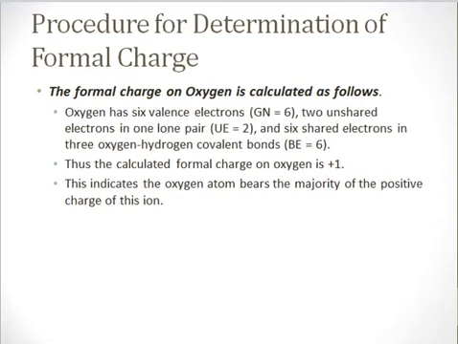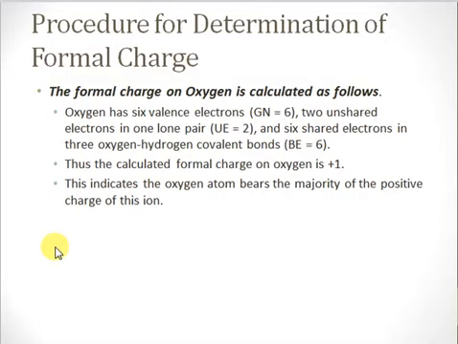So let's see what's the case in the case of oxygen, right? So let's calculate the formal charge for that as well. So what we do is write the formula. In case of formal charge for oxygen, we know that oxygen is in group number 6, so 6 minus, and oxygen has 2 electron pairs, 2 lone pairs, so minus 2.